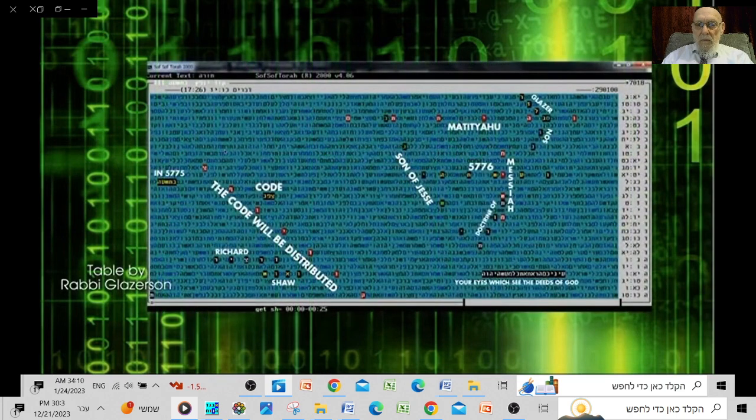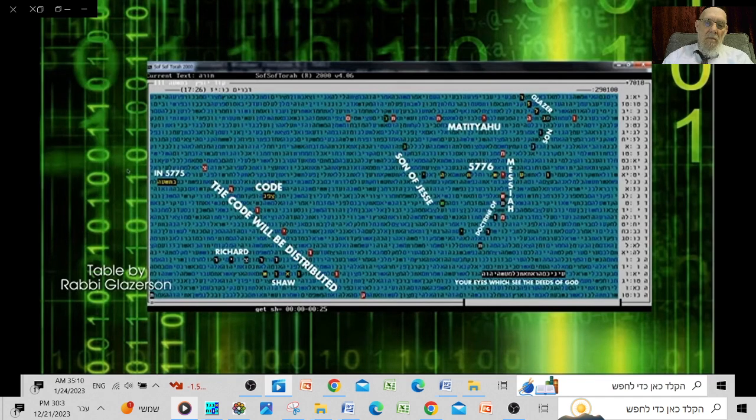This was one that Rabbi Glazerson came up with. It was basically about our film, and it comes out in the Torah codes. The codes will be distributed, and it has my name in there, basically in parallel rows and close together with small skips, which is pretty significant. Don't ask me why that's in there, but it is. It even has the correct year, 5775, which was 2015 when the film was released.